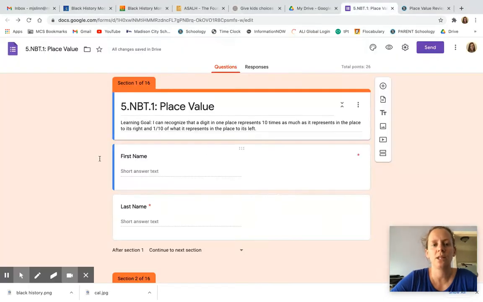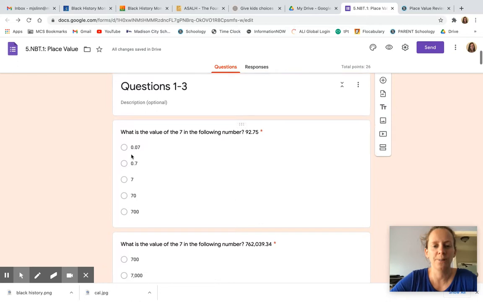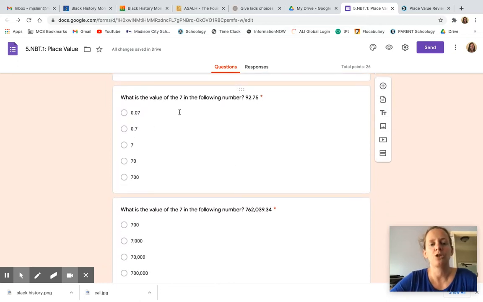It's going to bring you to this assignment, and I just want to go over a few important reminders to get you started. Obviously, please remember to fill in each part, including your name, because that's how you're going to get credit for your work. Then there's a couple of questions asking you about the value of certain digits in the number.